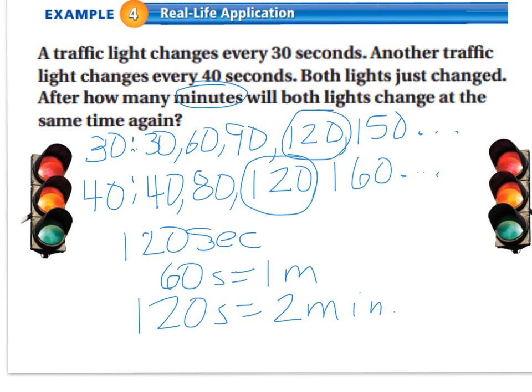In 2 minutes, both traffic lights will change again at the same time. 120 seconds or 2 minutes is the least common multiple for 30 seconds and 40 seconds.